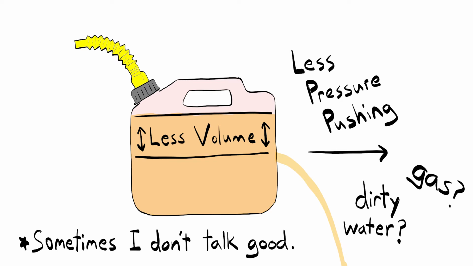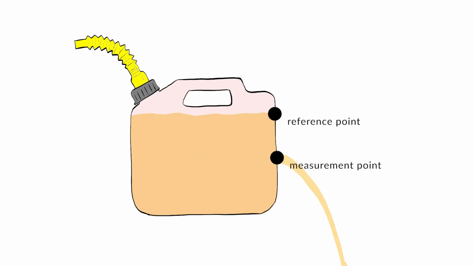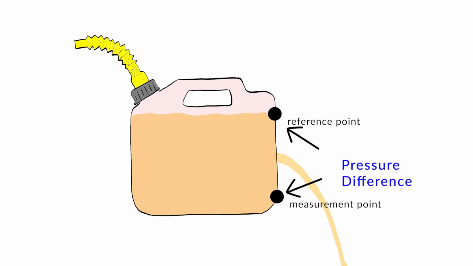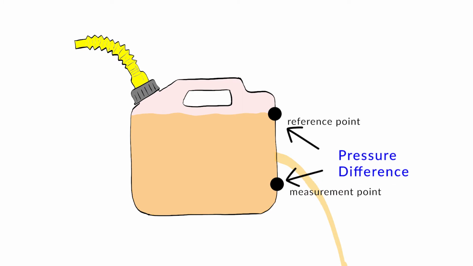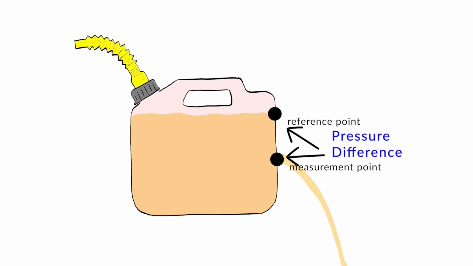It's important to note that our 2 points can be anywhere. We could say that our difference in pressure is much greater at the bottom of the container in reference to the top of the container than it is in the middle in reference to the top. We're always measuring voltage between 2 points, a measurement point and a reference point.